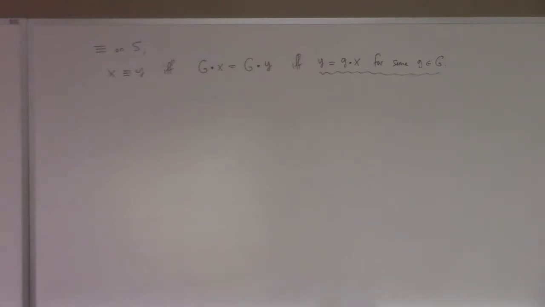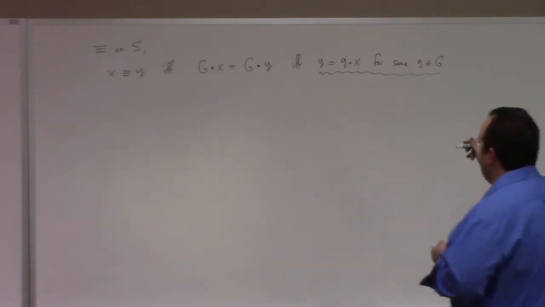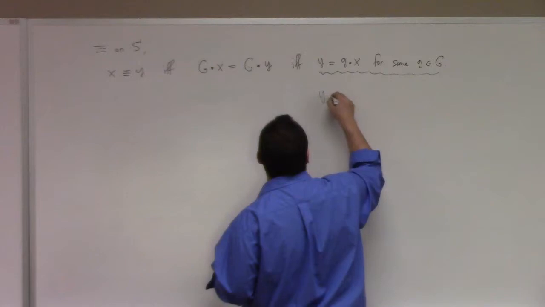How do you show that any point is equivalent to itself? That's axiom 1, right? 1 times x is equal to x. So x is equivalent to itself. This is the reflexive property. How about symmetric? I think I did this in class one day.